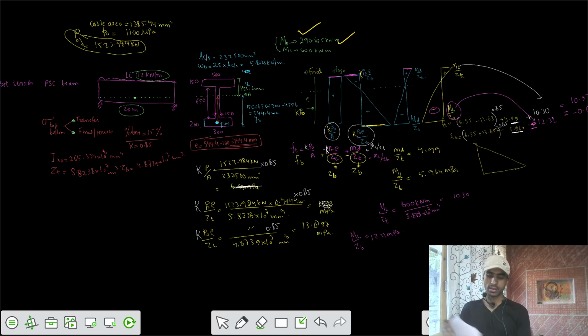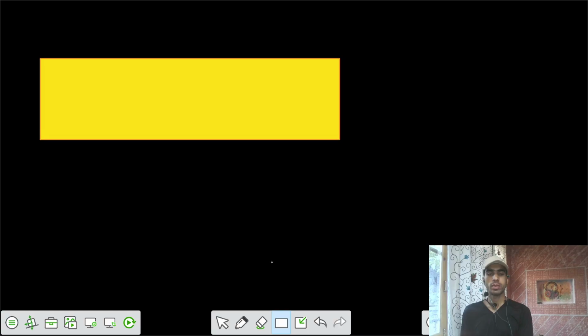Okay, let's take one more problem, that second one. We have a simply supported beam with a 6-meter span.